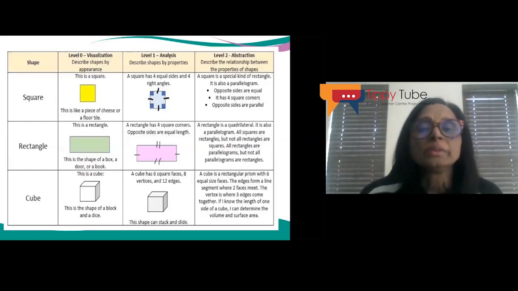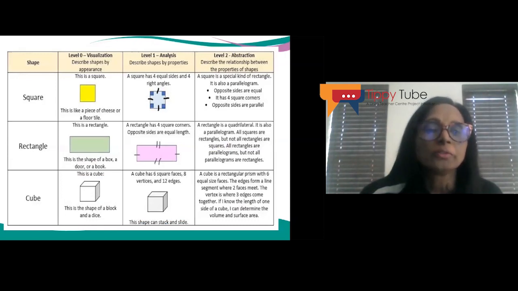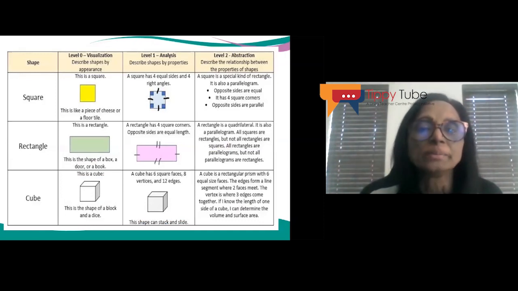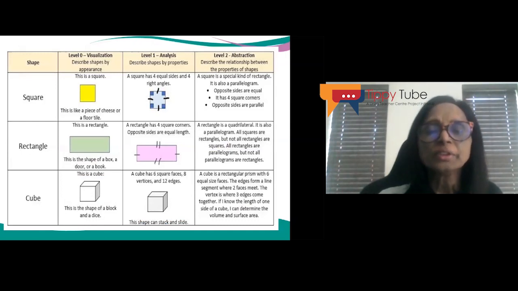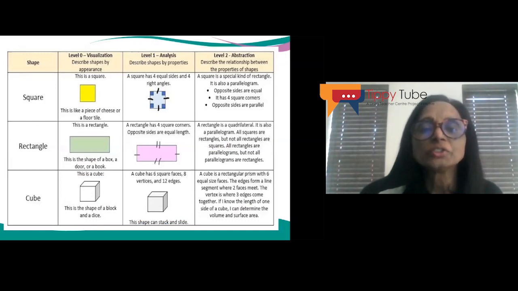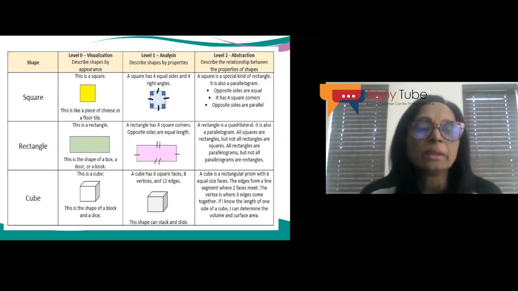Okay. Now, this is an example of the visualization, the analysis, and the abstraction stage of the square, the rectangle, and the cube. For example, in the visualization level, the learner will describe the shape by appearance. The learner will say, this is a square. This is like a piece of cheese or a floor tile. And then for a rectangle, the learner would say, this is a rectangle. This is the shape of a box or a door or a book. For a cube, the learner would say, this is a cube. This is the shape of a block and a dice.